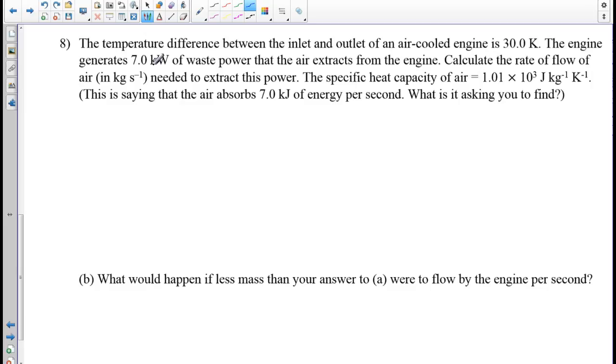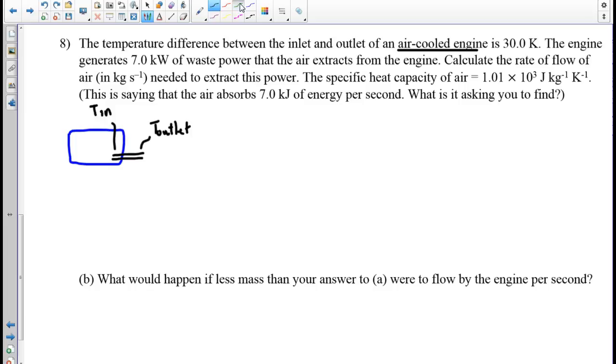And we're going to solve this. The temperature difference between the inlet and outlet of an air-cooled engine is 30 K. Alright, let me draw my engine. There's some inlet and some outlet. I'll call this the outlet, and here's the inlet. The idea is it's an air-cooled engine. So the engine is hot, but the air flows and that's what cools the engine.